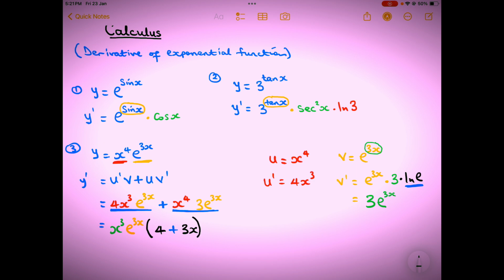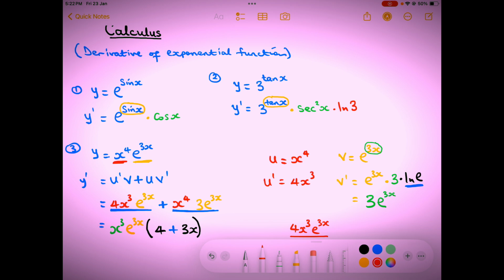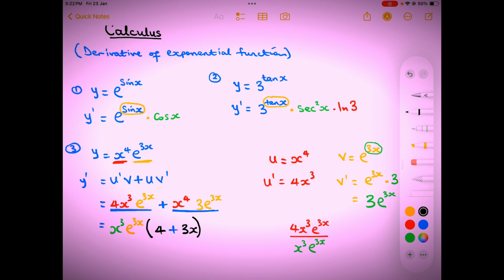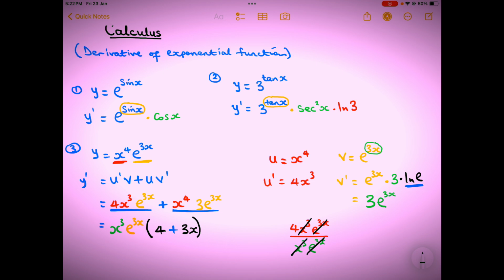For those of you who are not getting this step, this is what I mean. You have 4x cubed, which is the same as 4 multiplied by x multiplied by x multiplied by x. So 4x cubed e to the power of 3x, when you divide all this by what we factorize out, which is x to the power of 3 e to the power of 3x, this can cancel out this, and you can see that it is remaining only the 4. So whatever is remaining is what we put inside the bracket.